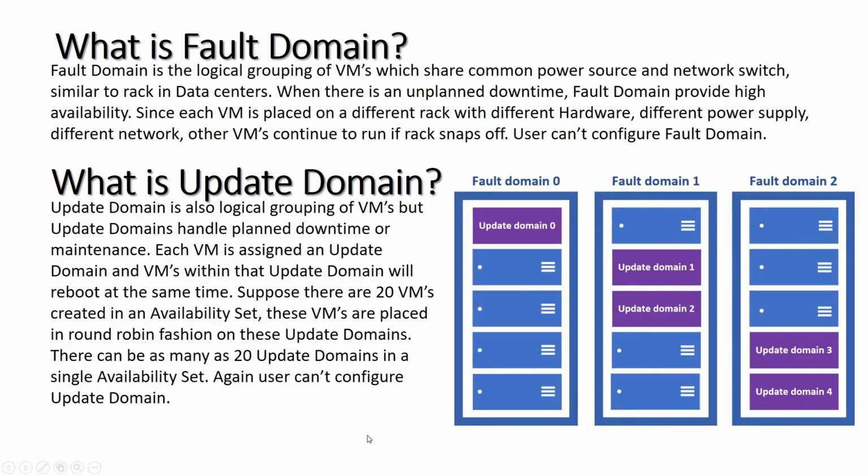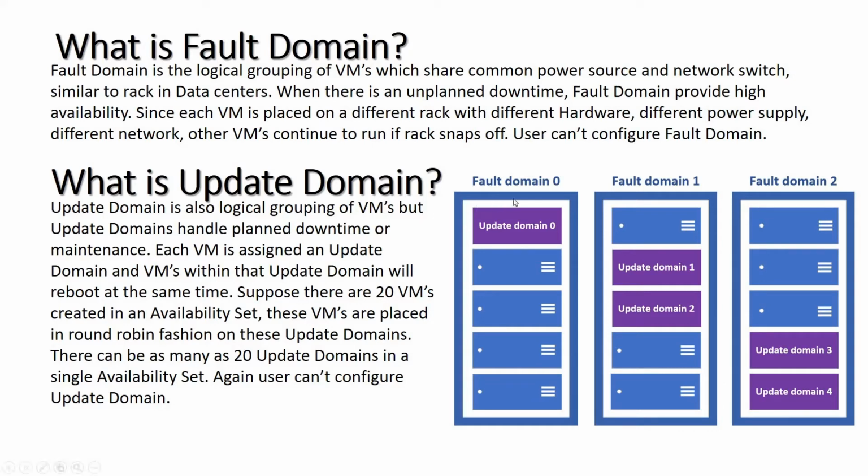What is an update domain? An update domain is also a logical grouping of VMs, but update domains handle planned downtime or maintenance. Each VM is assigned an update domain, and VMs within that update domain will reboot at the same time. Suppose there are 20 VMs created in an availability set. These VMs are placed in round robin fashion on these update domains. There can be as many as 20 update domains in a single availability set. Again, user can't configure the update domain.